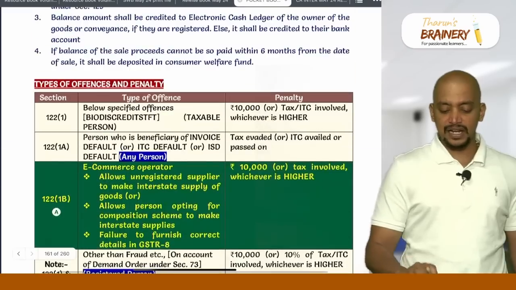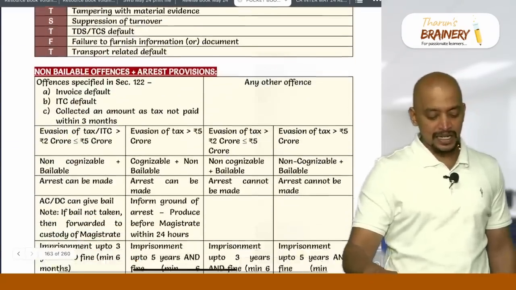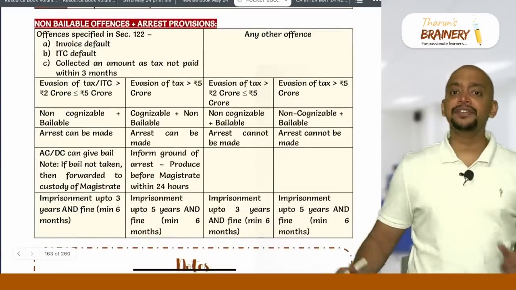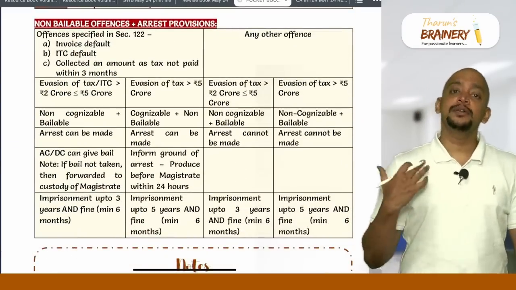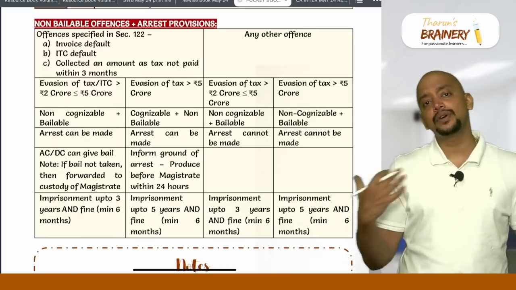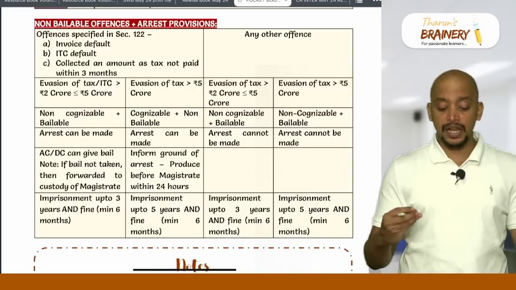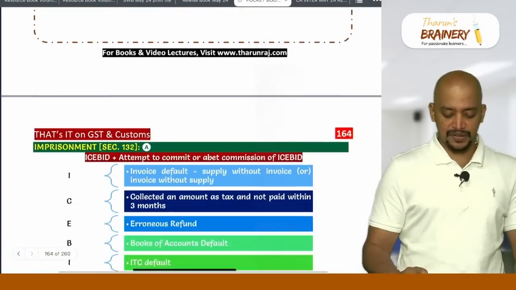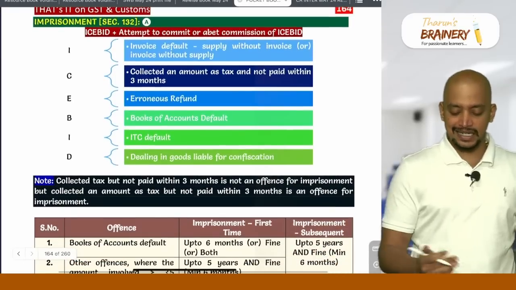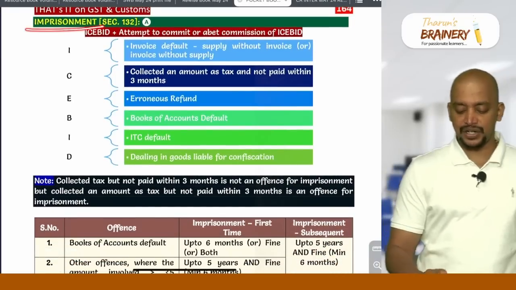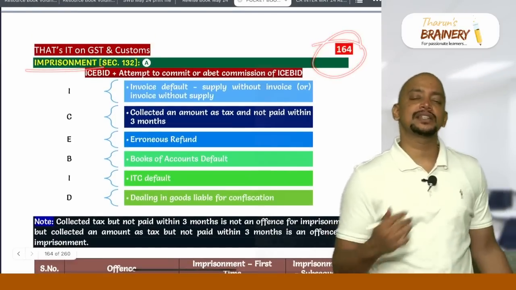So these are the various offences that lead to penalties. And then we have offences that lead to imprisonment and offences that lead to arrest. First we will see what are the offences that lead to imprisonment. That is the next aspect we need to see. You can see in the next page, imprisonment, section 132, page 164, it's an amended area.